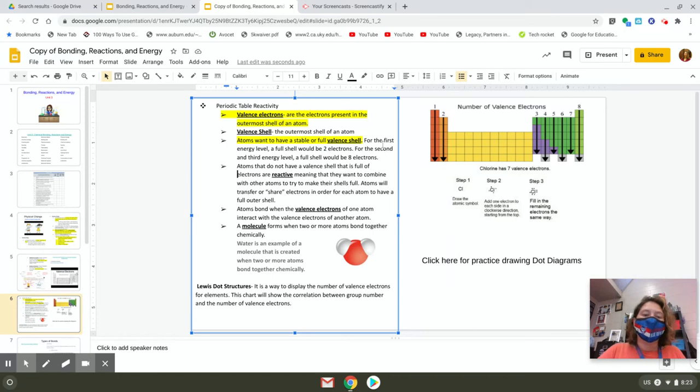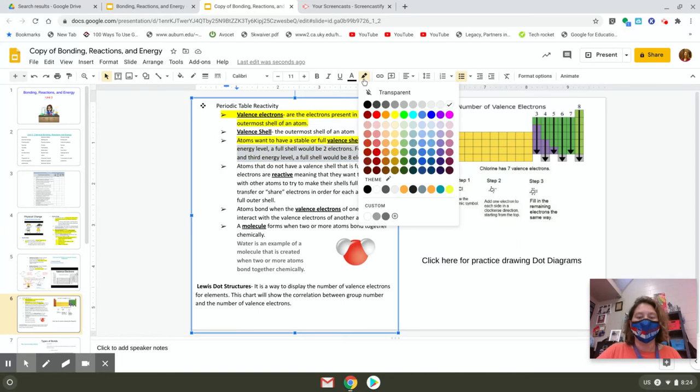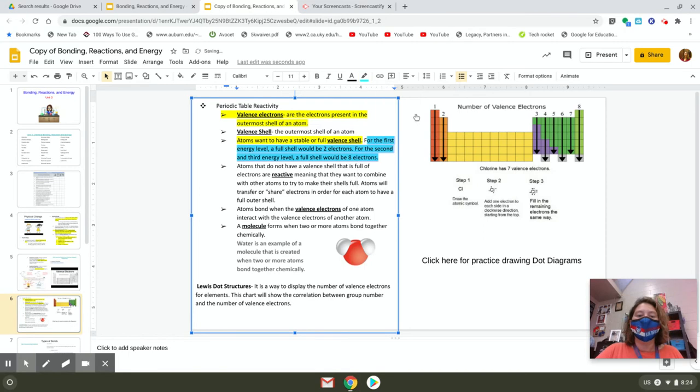For the first energy level, a full shell would be 2 electrons. For the second and third energy level, a full shell would be 8 electrons. That's important. Highlight that in a different color than what you've highlighted everything else in. That's important because that's as far as we will go for this class. To the third electron shell, it gets kind of complicated and tricky, and there's lots of if-then statements as far as there's not a solid rule as far as how many electrons each layer will hold. So for the purposes of this class, we will not go past that third electron shell. So that gives you how many electrons each of those shells can hold.